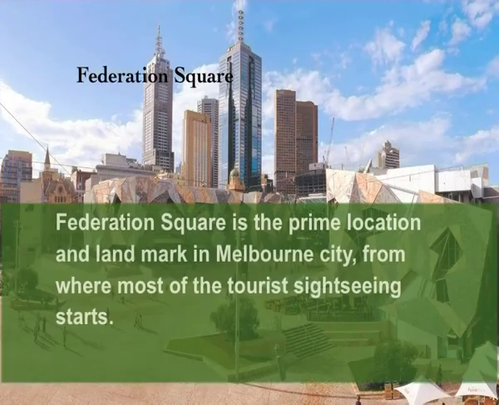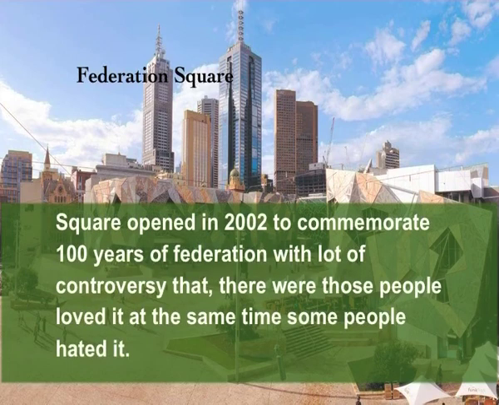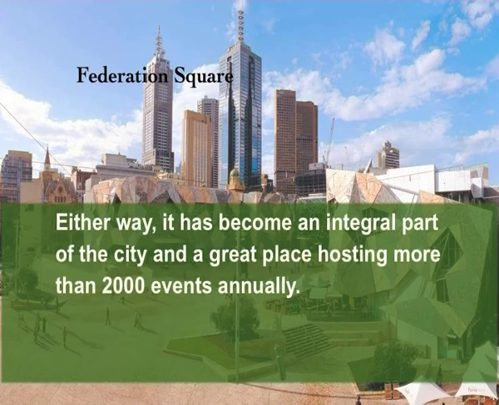Federation Square. Federation Square is the prime location and landmark in Melbourne city from where most of the tourist sightseeing starts. The square opened in 2002 to commemorate 100 years of Federation, with a lot of controversy, as some people loved it while others hated it. Either way, it has become an integral part of the city and a great place, hosting more than 2,000 events annually. The square also houses the Ian Potter Gallery, dedicated to Australian art, and the Australian Centre for the Moving Image. More commonly called Fed Square, it is also the largest free Wi-Fi site in Australia.